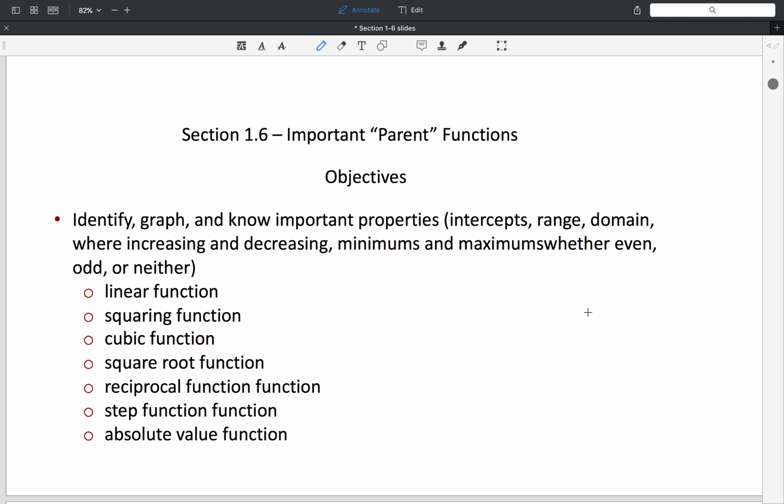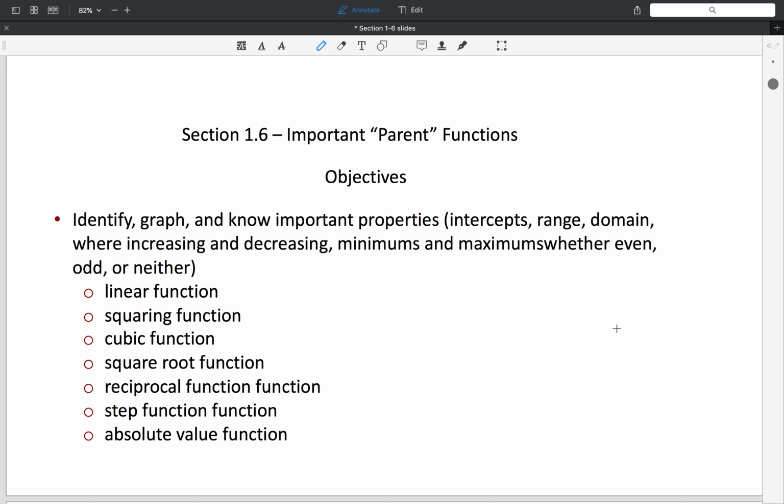Hello, this is section 1.6 and we're going to discuss what's called parent functions. The idea is to know the properties of these parent functions because we're going to plug other functions inside of them. If you understand the parent functions, then you're going to know about their offspring, the things we get when we plug another function in, which is called composition of functions. We'll talk about that in a subsequent section.